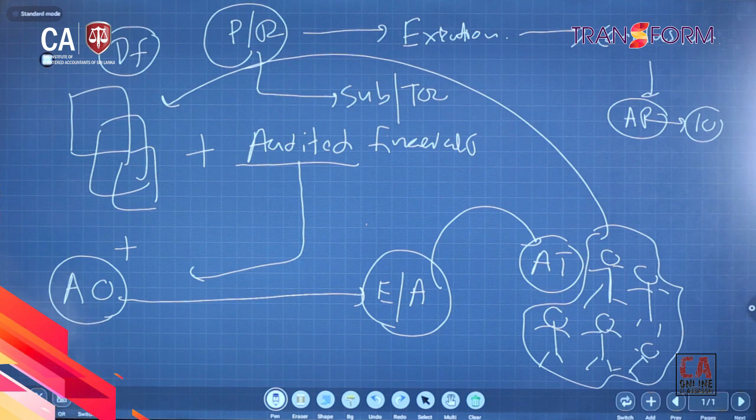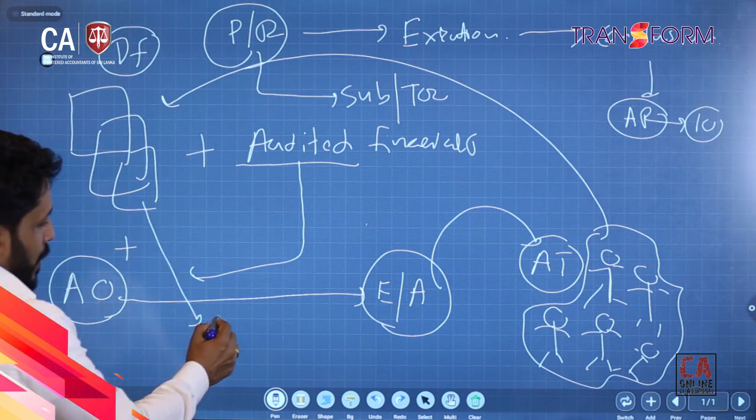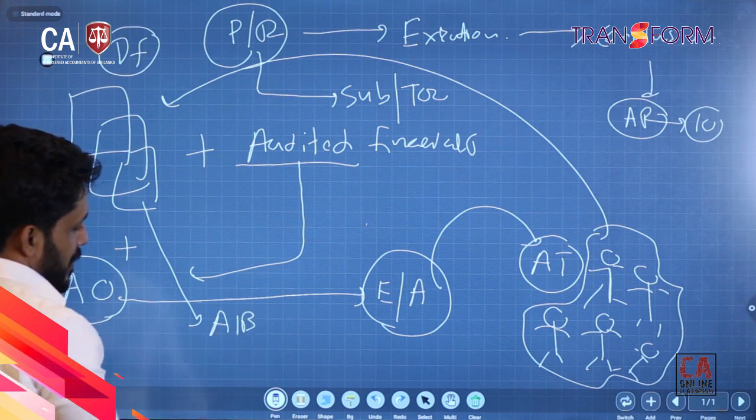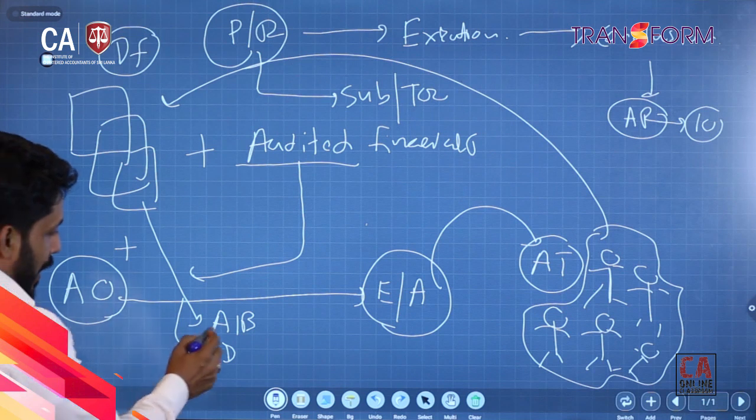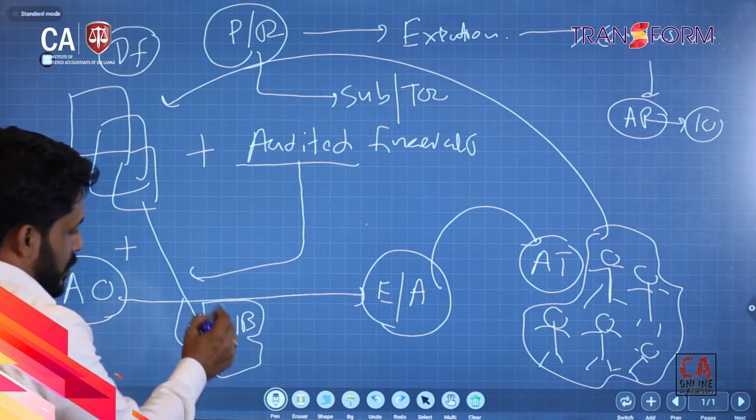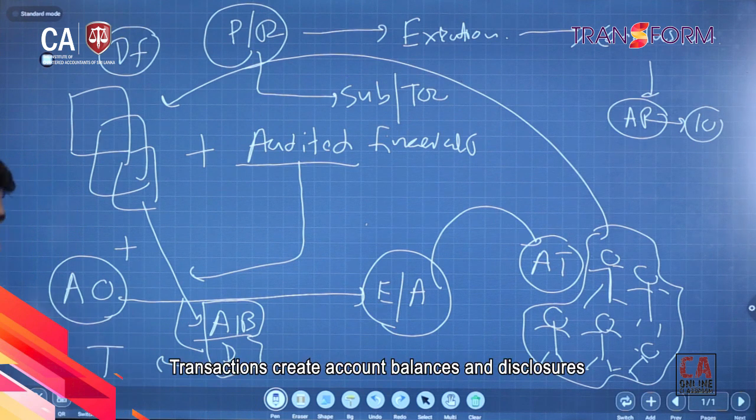So then, basically this financial statement consists of account balances and then disclosures, and these account balances and disclosures came because of transactions. In previous lectures, we discussed that as auditors we are focusing on 3 elements.